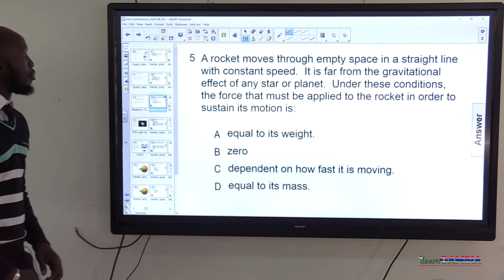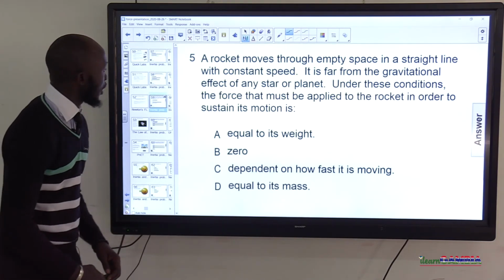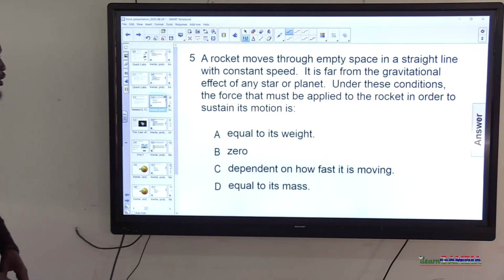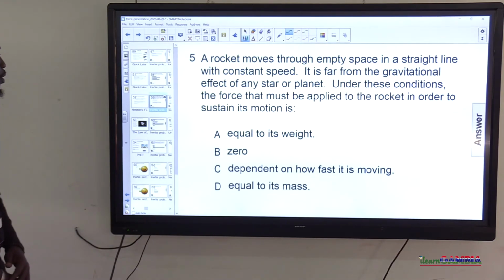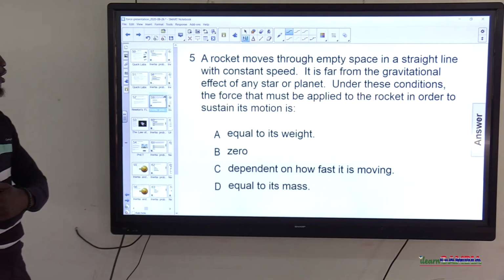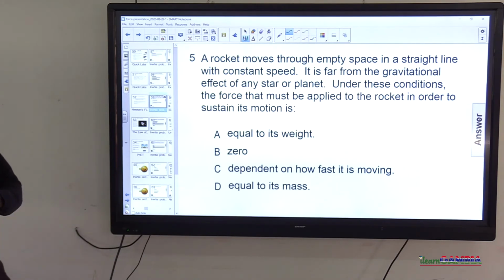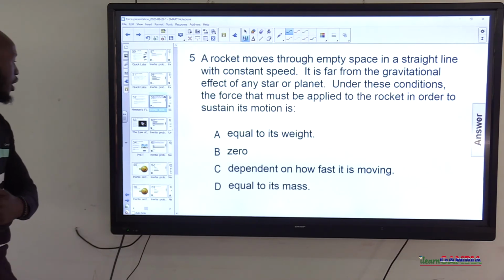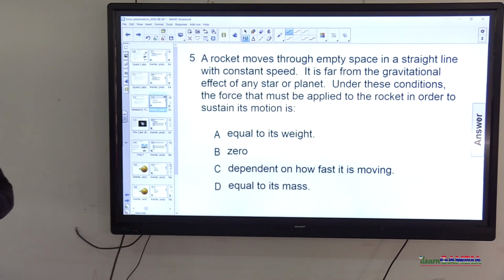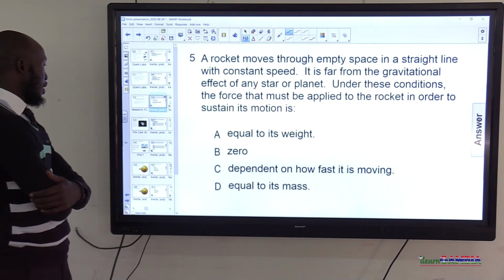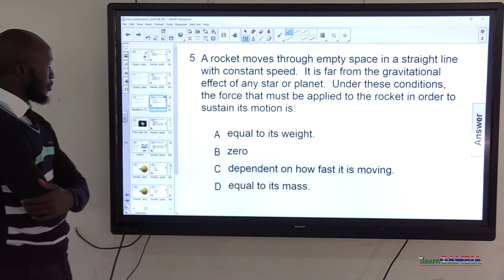A rocket moves through empty space in a straight line with a constant speed. It is far from the gravitational effect of any star or planet. Under these conditions, the force that must be applied to the rocket in order to sustain its motion is: A, equal to its weight; B, 0; C, dependent on how fast it is moving; or D, equal to its mass.